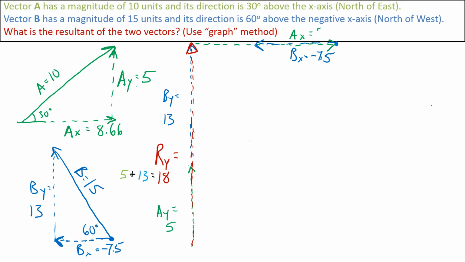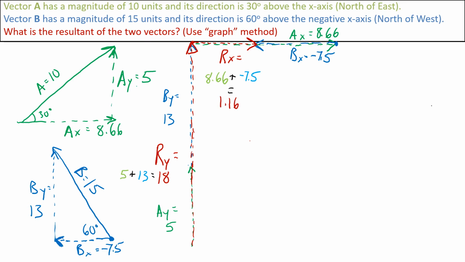And a sub x is equal to 8.66, and the resultant of the x components goes from start to finish right here, and we have r sub x, and r sub x is equal to 8.66 minus, or we could say plus, negative 7.5. So r sub x is equal to 1.16.